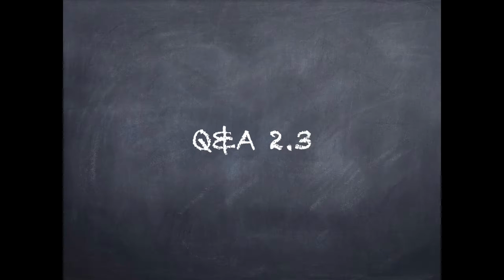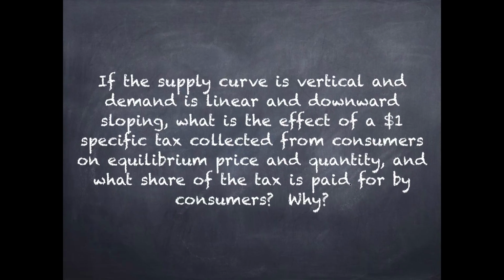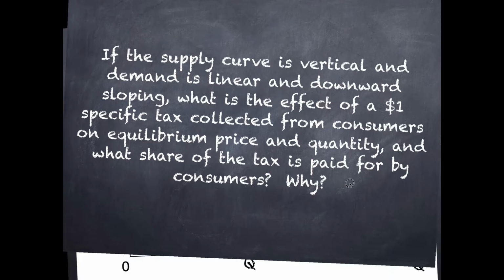And here we have Q&A 2.3. If the supply curve is vertical and the demand curve is linear and downward sloping, what is the effect of a dollar-specific tax collected from consumers on equilibrium price and quantity, and what share of the tax is paid for by consumers and why?